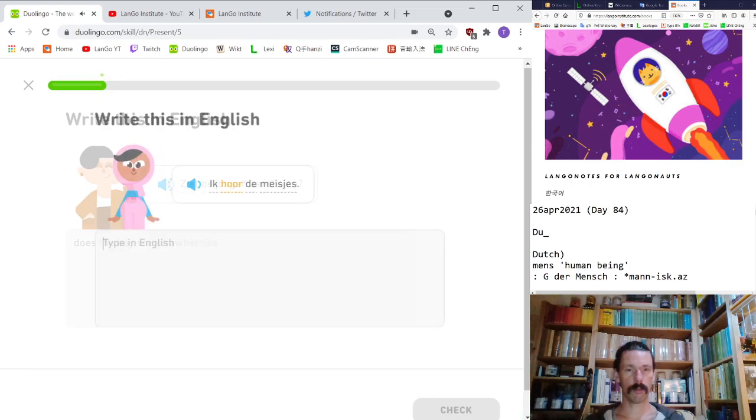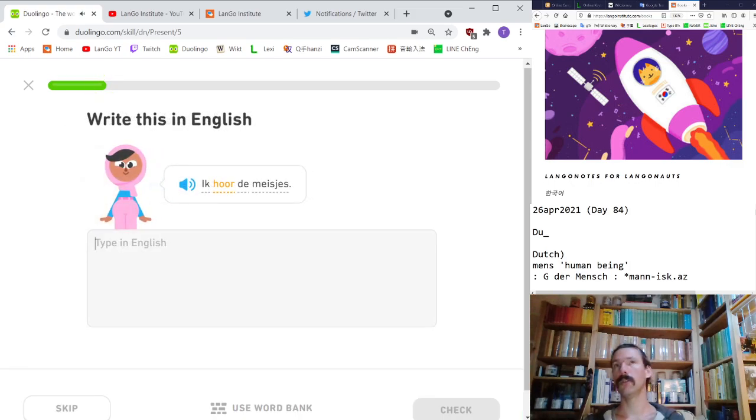Aardbeien. Ik hoor de meisjes. So here it's not usually a trill, that R. It's a retroflex glide, I think. Ik hoor de meisjes. I also hear the airplane, as we're talking about. Ik hoor, I hear the meisjes, girls.